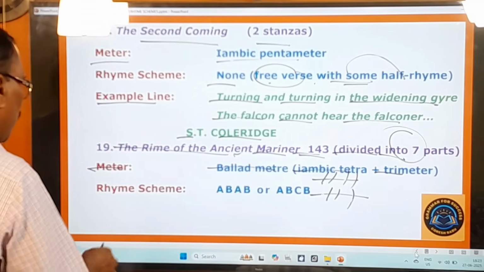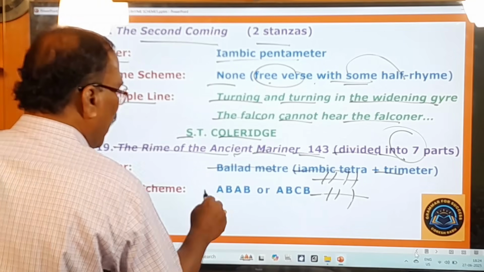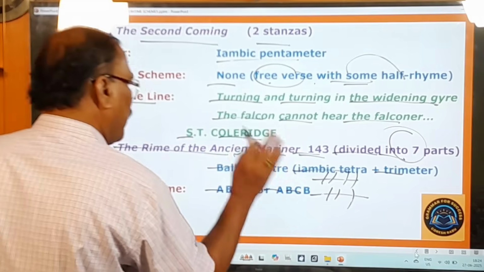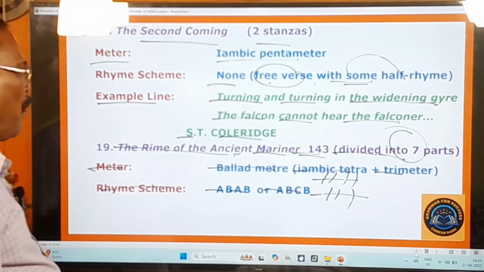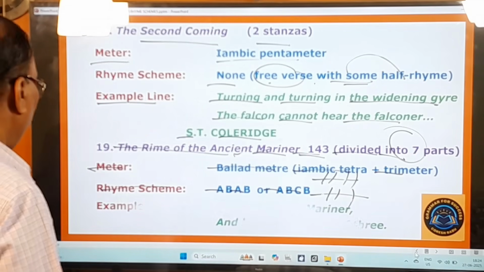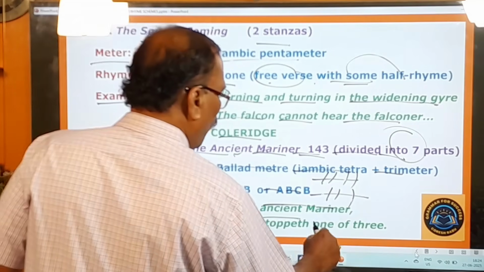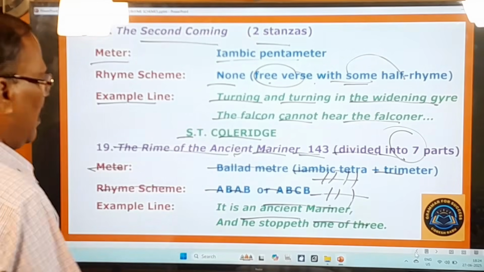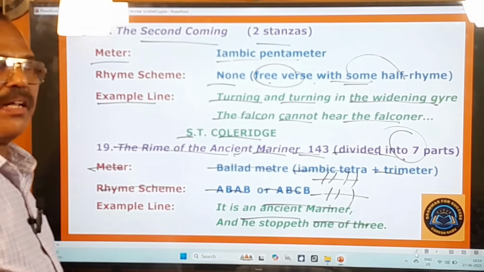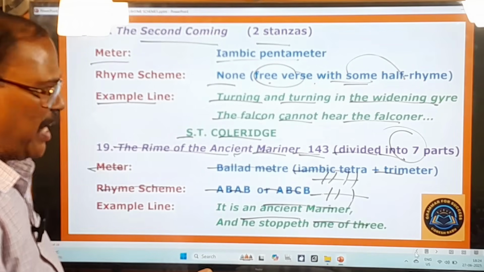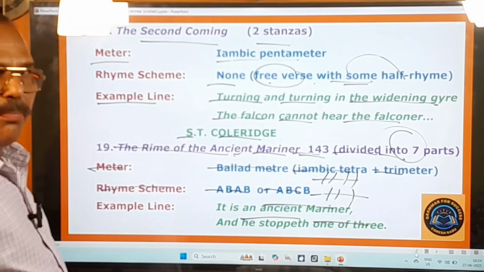And here you pay attention. The rhyme scheme. What is the rhyme scheme? ABAB or ABCB. That is the rhyme scheme followed in this poem. And what is the example? It is an ancient mariner, and he stoppeth one of three. So 1 or 2 lines are given just for example's sake. And now you move on to other poems.